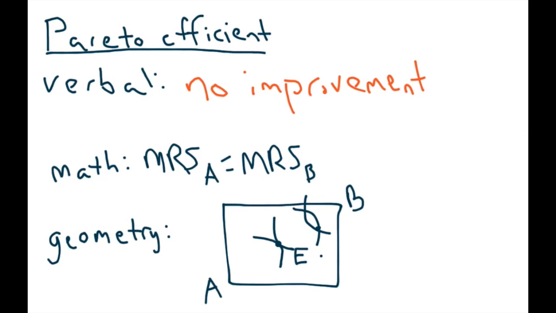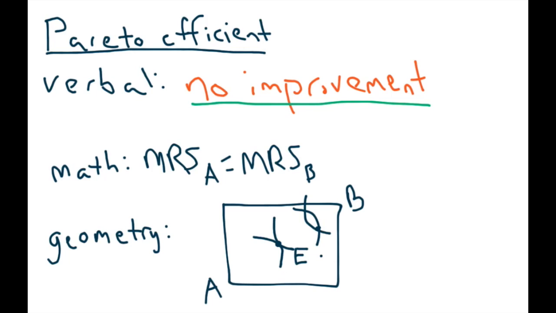Our second definition, which requires you to first understand improvement, is Pareto efficient. A point is Pareto efficient, in the verbal definition, if there is no improvement possible. So if there's no way to make things better for at least one person without hurting anyone else, then you're Pareto efficient. You've exhausted all the gains from trade. The mathematical version of this: if you've exhausted all the gains from trade, then you can't have people with different MRSs.